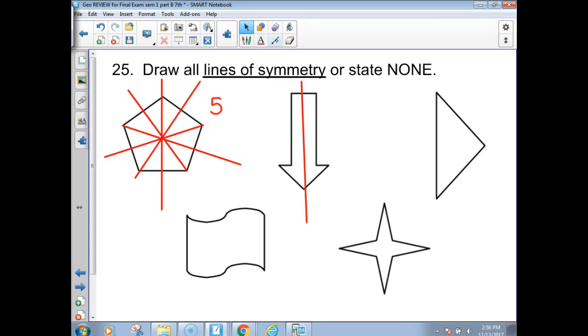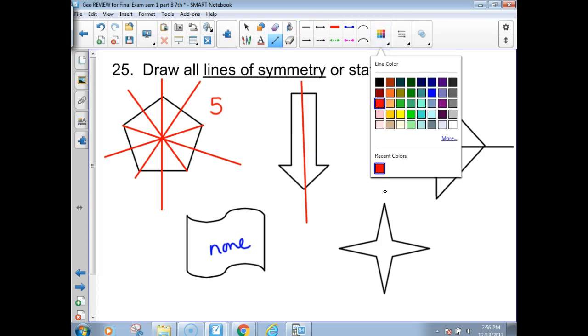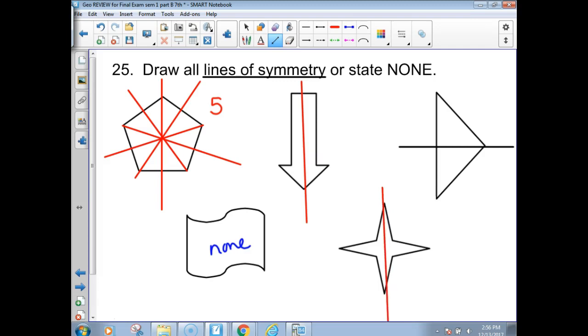Okay. The next one has 1. And then this one doesn't have any. None. And the star, or if you will, it's sort of a star. What would you say on that one? How many? Well, I bet you some people have just 2. And I can't make it go through the point I wanted. It has, oh, not, yes, it has 4. Okay. You know what I meant, right? Even though my lines aren't perfect.